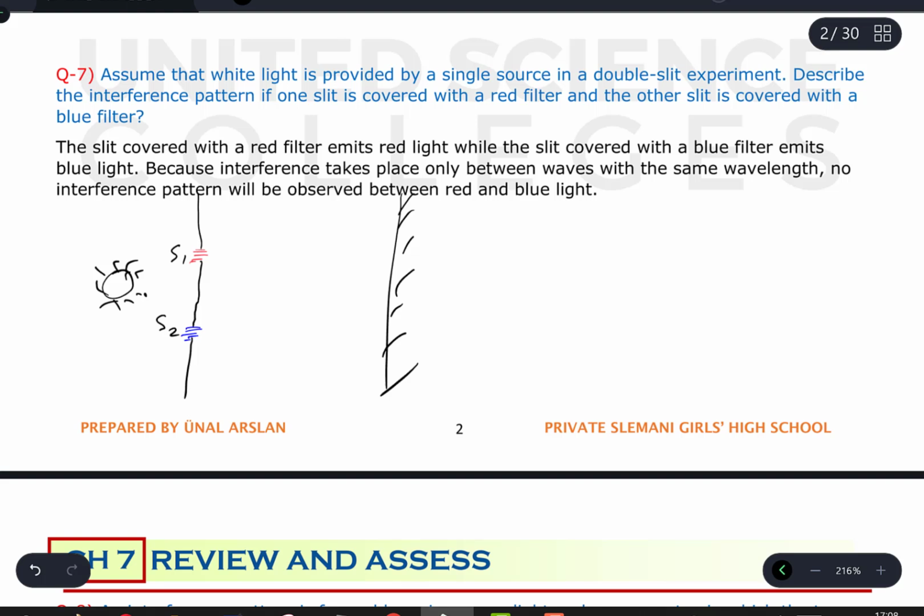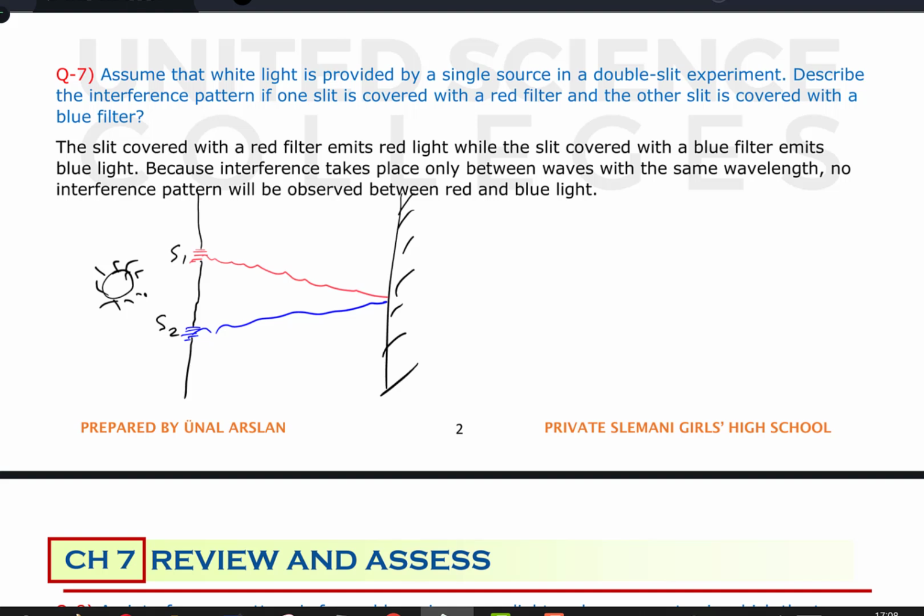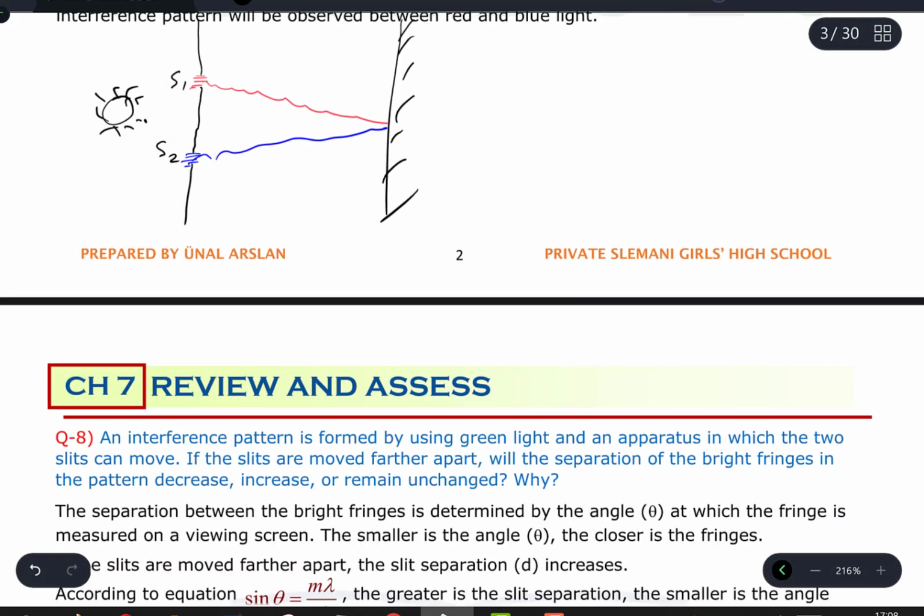Of course, the red filter will let only red color pass. The blue filter will allow blue color to pass. Different colors. We know that different colors of light do not interfere. They don't interfere, and you cannot observe an interference pattern on the screen in this case. So to observe an interference pattern, the lights from the sources must have the same single wavelength and the same color. Blue or red. Red and blue cannot interfere.